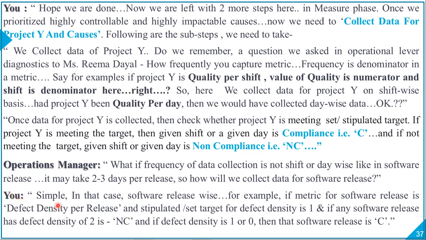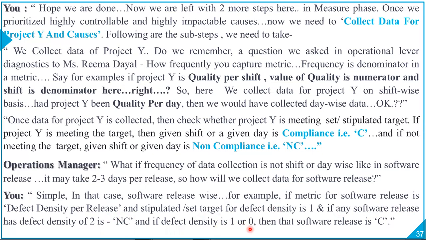You responded, simple. In that case, software release-wise, not day-wise, not shift-wise, but software release-wise. For example, if the metric for software release is defect density per release, and the stipulated or set target for defect density is 1. So defect density is the metric, and it is denoted by the numbers 1 or 2 or 3 or 0, likewise, right? So if the set target for defect density is 1, and any software release has defect density of 2, then it is a non-complying or NC software release. And if defect density for the next software release is 1 or even 0, in that case, that software release will be denoted with C, that is compliance, right?